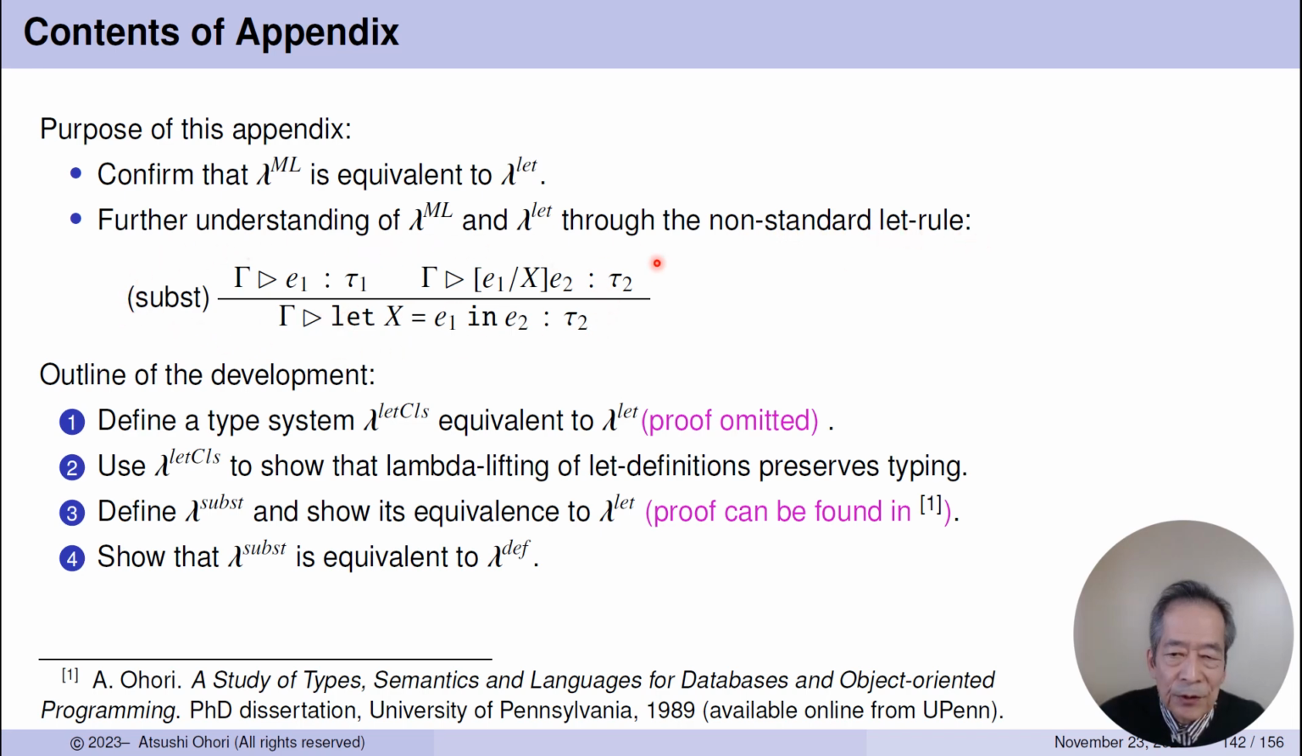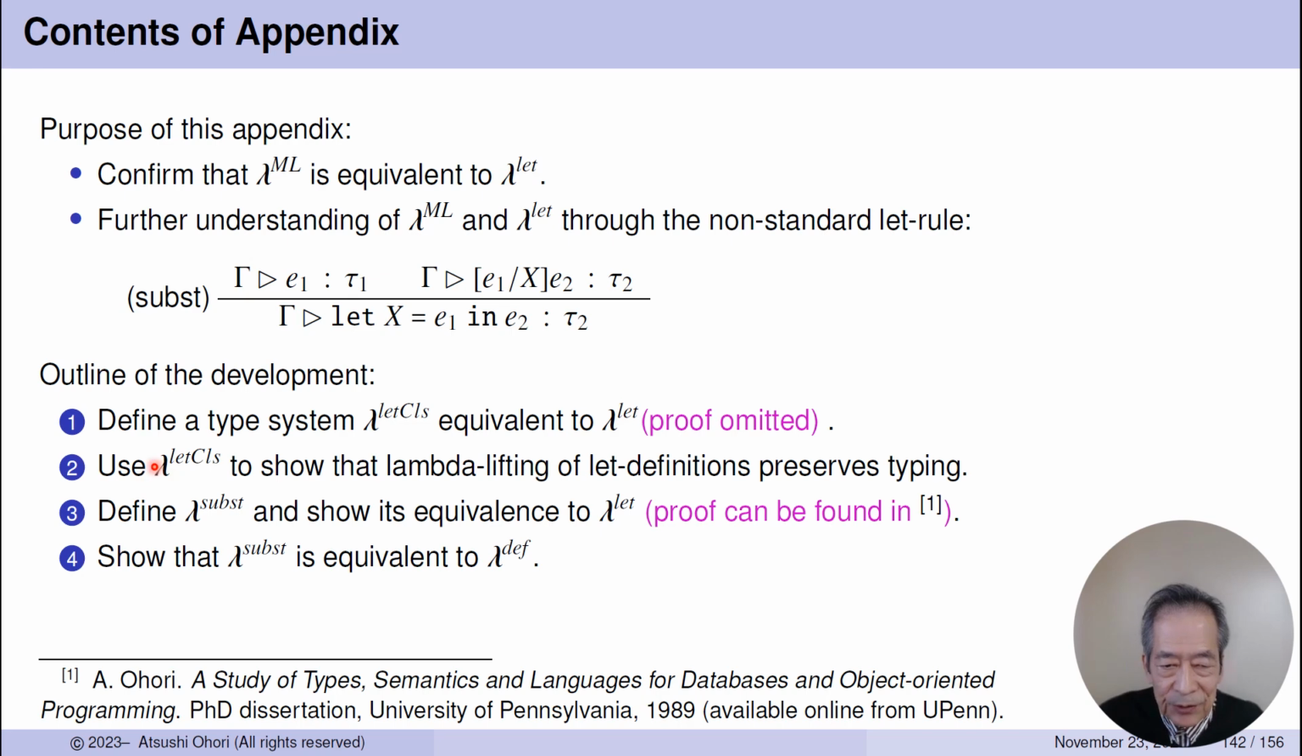So this rule is non-standard, and actually it is quite tricky. I will elaborate on this later. So, the outline of the development. First, I define a type system, lambda-let CLS, equivalent to lambda-let. This is standard, well-known, and often used, and so the proof is omitted, although the detailed proof is again rather complicated.